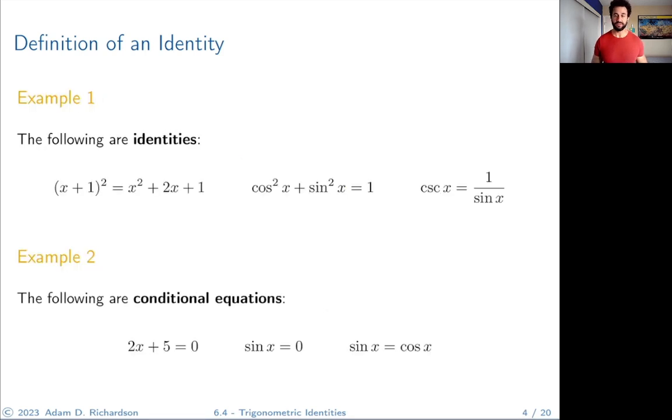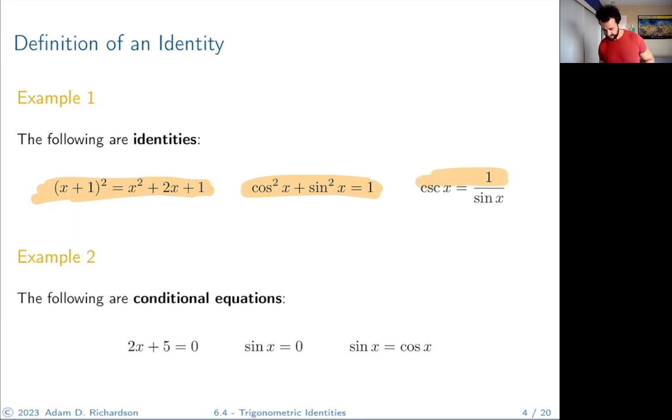All right, so here are some examples. Example one are 3 examples of identities. So here's one. This is what you get when you quote unquote FOIL out x plus 1 times x plus 1. You'll get x squared plus 2x plus 1. It doesn't matter what number x is, this equation will be true for every single x, that is actually every single x in the real numbers. So that's an identity. Same thing with this one over here, cosine squared x plus sine squared x equals 1. This is true for every real number x. It doesn't matter what x is, this equation will always be true.